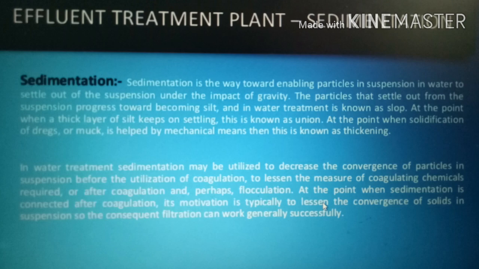So next topic, sedimentation. Sedimentation in effluent treatment plant is the process of allowing particles in suspension in water to settle out of suspension under the influence of gravity. The particles that settle out from the suspension become silt, and in water treatment this is known as sludge. When a thick layer of silt continues to settle, this is known as consolidation. When consolidation of sediment or sludge is helped by mechanical means, then this is known as thickening.